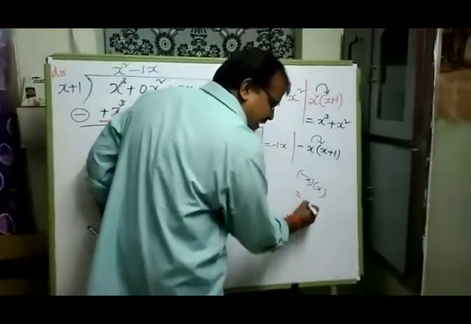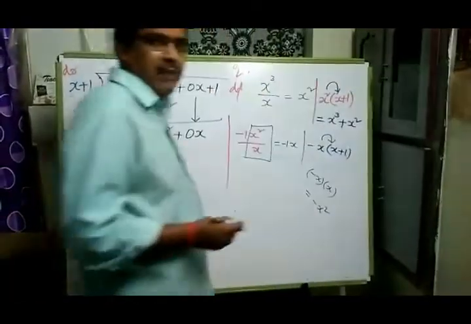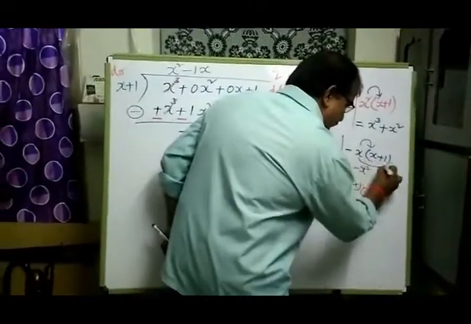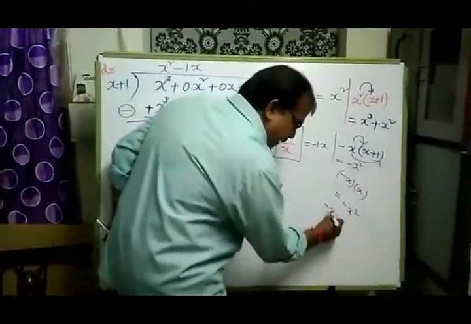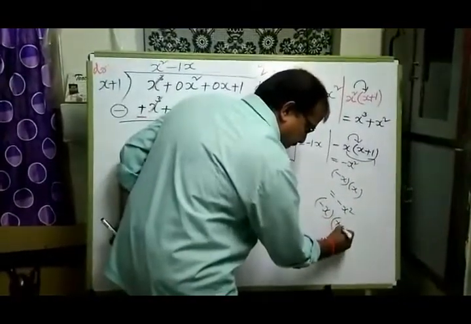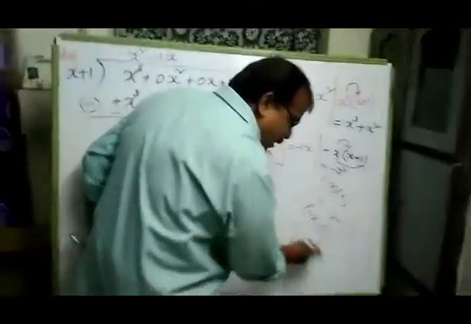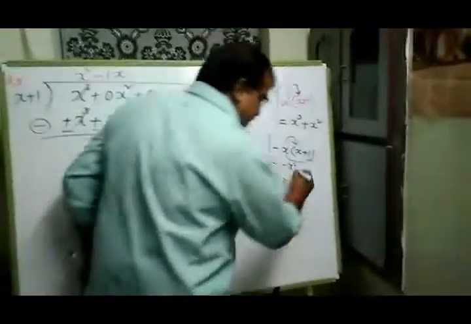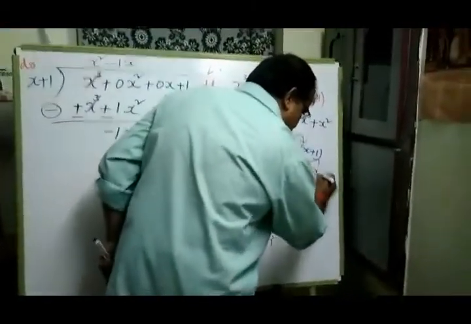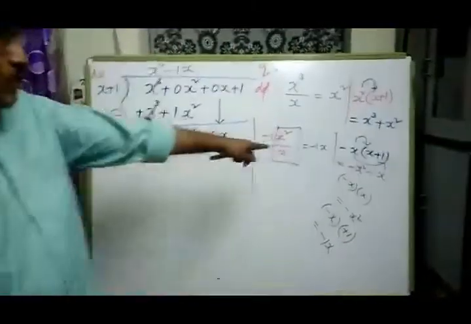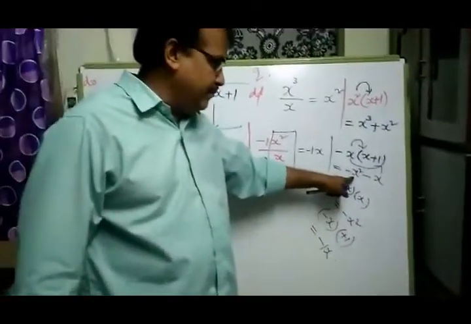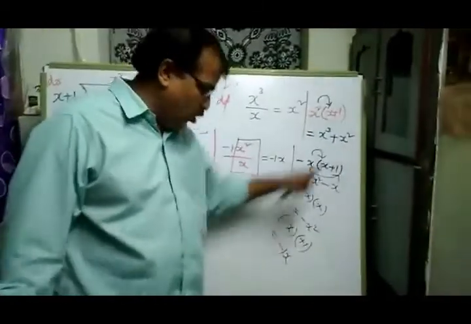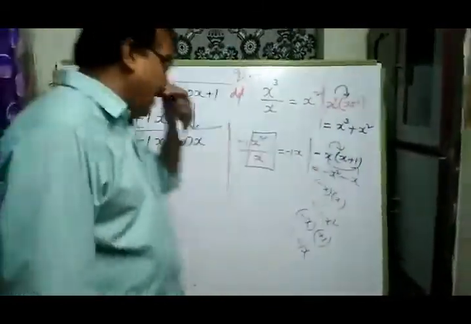Minus x into x, answer minus x square. One more multiplication: minus x into plus 1, this is nothing but minus 1 into x, 1x, that is nothing but minus x, or minus 1x, both are no problem. Once again, x into x is x square, minus x square; minus x into 1, minus x.